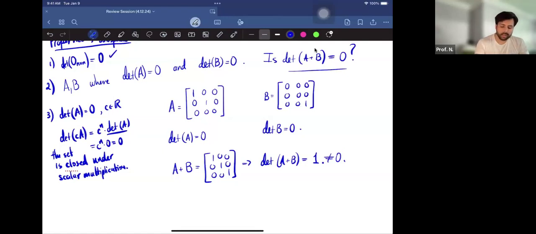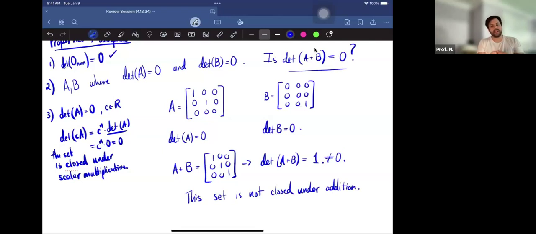So what that means is this set is not closed under addition. Meaning that if I get two things in this set and I add them up, I will not get a resulting matrix that also has a determinant equal to 0. So this is not a subspace.